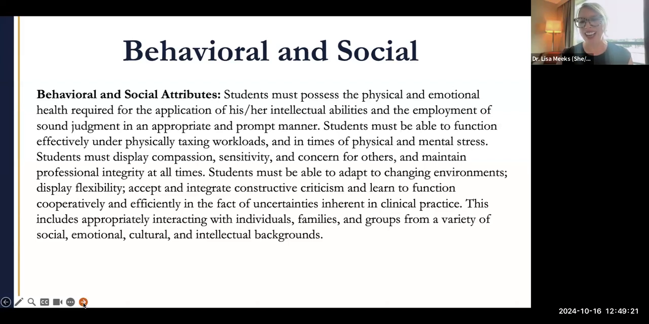So in the chat, as your last exercise, why don't you tell me what you would want to see in the behavioral and social attributes of a nurse? What resonates with you on this slide and what offends you or gives you cause to pause, as it does for me?